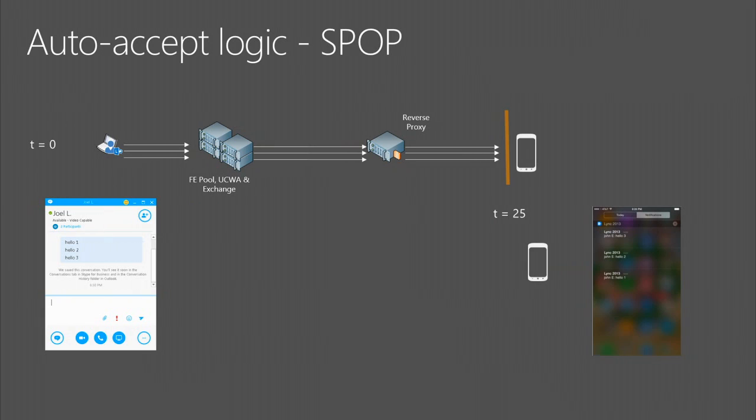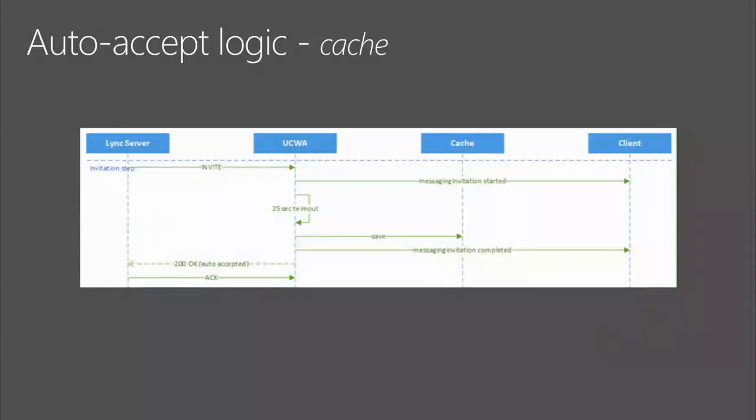So, a little more deep diving into how this actually works. Link server will send the invite to UCIVA. They both are still the same, but since we are tearing apart the components, we'll keep them separate. Link server will send the invite to UCIVA on port 5088. And then UCIVA, of course, will try to send the message to the client. Client hasn't accepted. UCIVA is still monitoring that.